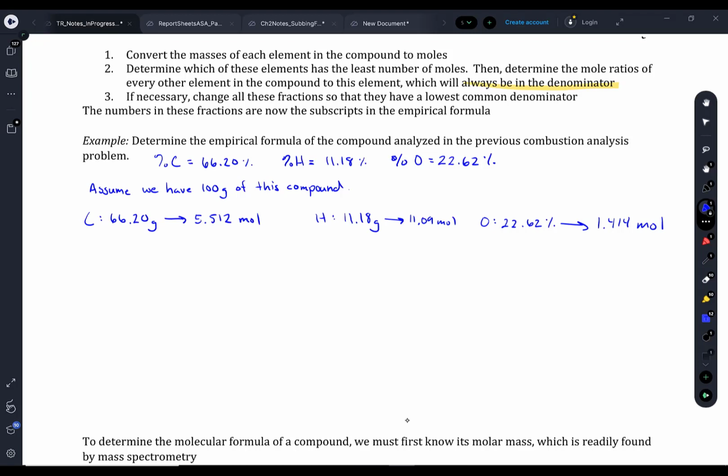Now, you will always have one fewer ratio than you have elements. So if I have 3 elements, I will have 2 ratios. I have to pick which element goes in the denominator of all these ratios. And that's the one with the smallest number of moles. Okay. And so which of these is the smallest number of moles? Oxygen. Good.